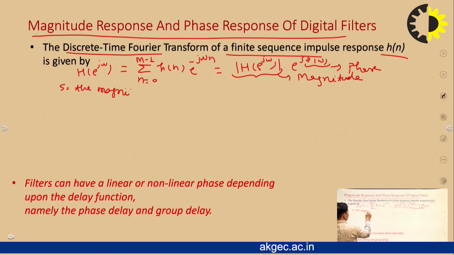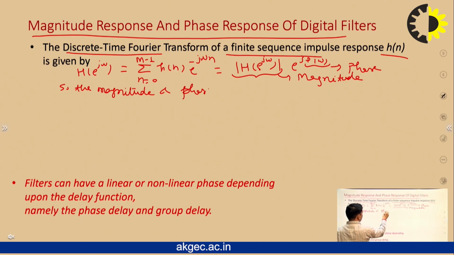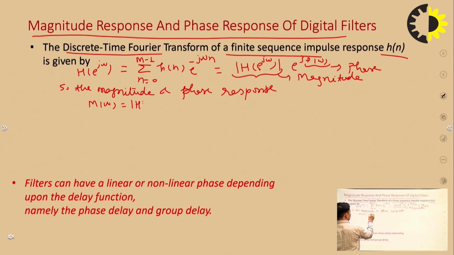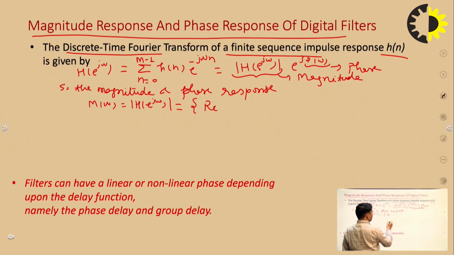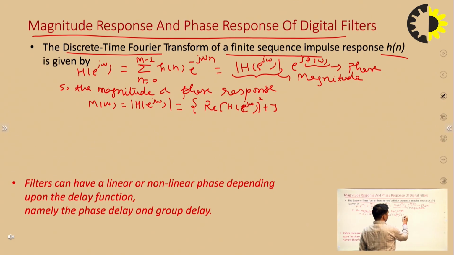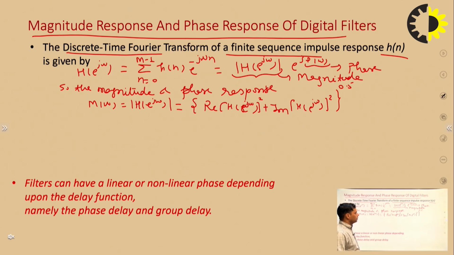The magnitude and phase response is given by: the magnitude of H of e raised to power j omega equals the real part of H of e raised to power j omega squared, plus the imaginary part of H of e raised to power j omega squared, whole raised to power 0.5, or 1 by 2. So we can calculate it.